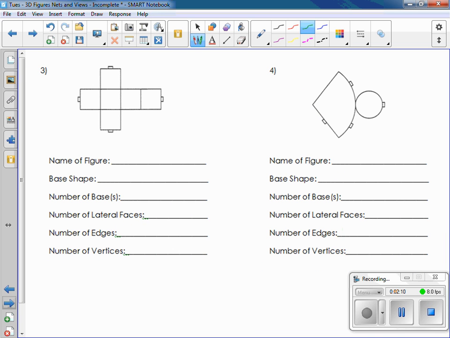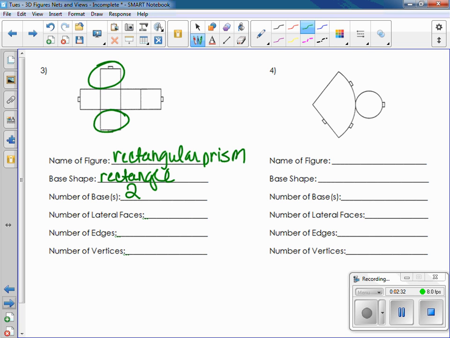In this particular one, notice that they're all rectangles. Don't assume they're squares unless we tell you they're squares. So they all look like rectangles to me, which means the base shape is a rectangle, and there will be two of them. So that is a rectangular prism. It is a prism because there are two bases, which means there are 4 faces.